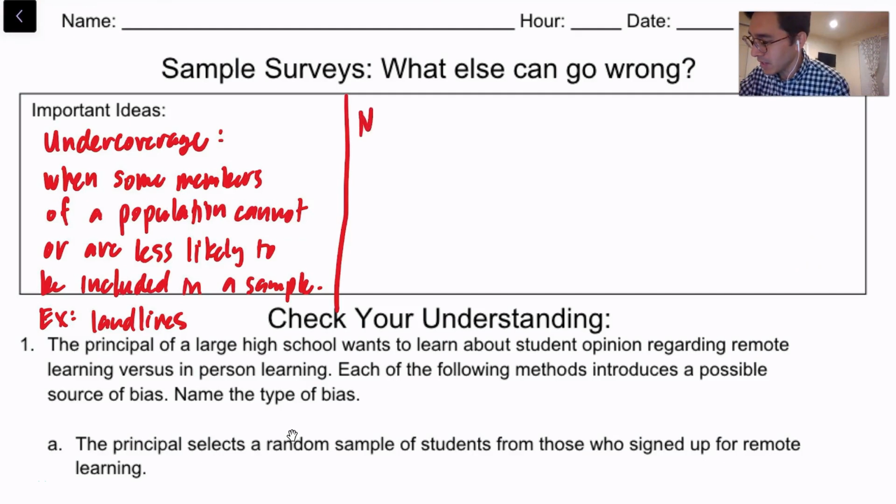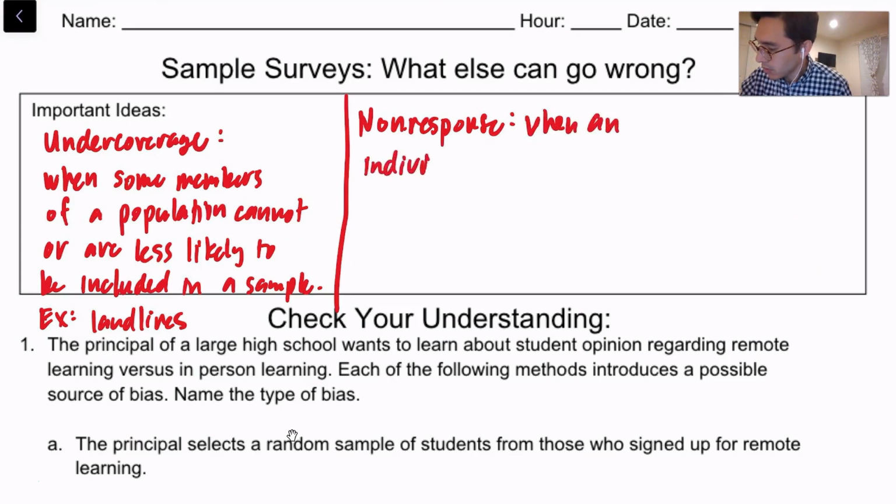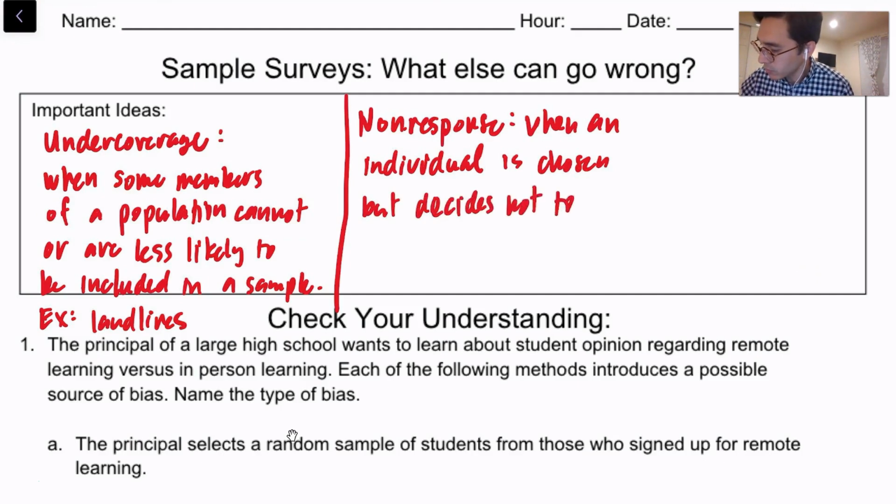All right, so let's write that definition down. So when the individual is chosen, but decides not to respond, or they just simply cannot be reached.